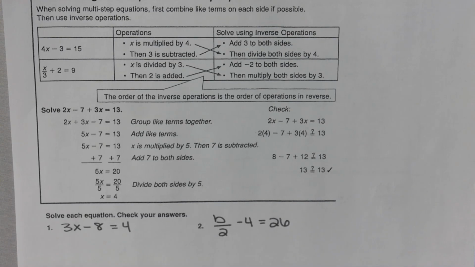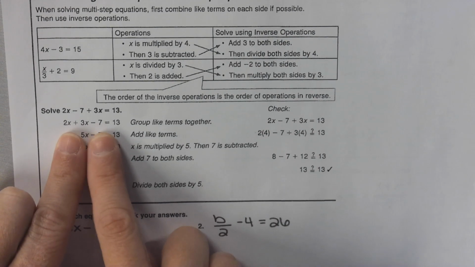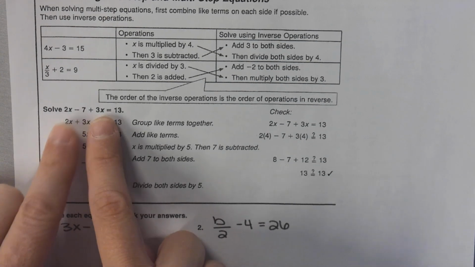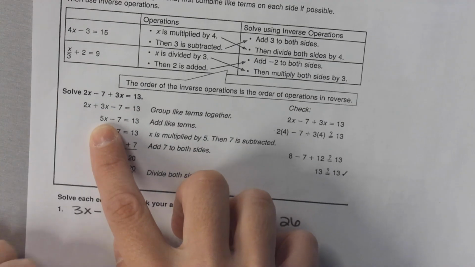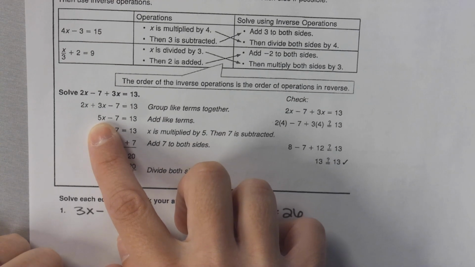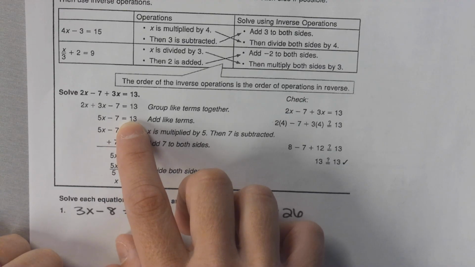If I look at this first one right here, there's a lot going on in this problem. Do you see how they moved the 2x and the 3x next to each other? We've talked about like terms before. So they moved the like terms next to each other. If somebody had 2 x's and then they gave us 3 more x's, total we should have 5 x's. So they took this and added it together, and that's how we got here. And there's my minus 7, there's my equals 13.